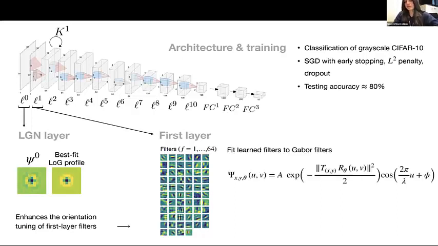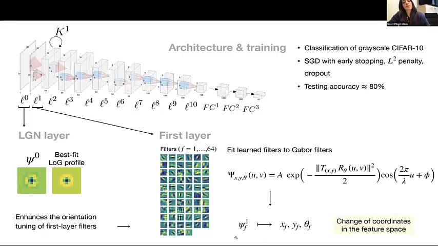So a way to extract the preferred orientation of each of these filters is just to fit each of them with a Gabor function. So basically a wave-like function that is modulated by a bidimensional Gaussian function. And so this allows us, as I was anticipating before, to change the coordinates of the feature space. So for each filter of the first layer, psi f, we can assign two positional coordinates, x and y, that are the coordinates of the center of the Gabor function, that is not necessarily the same as the center of the frame, since the filters can be slightly shifted. But most importantly, we get an orientation, that is the orientation of the Gabor function.